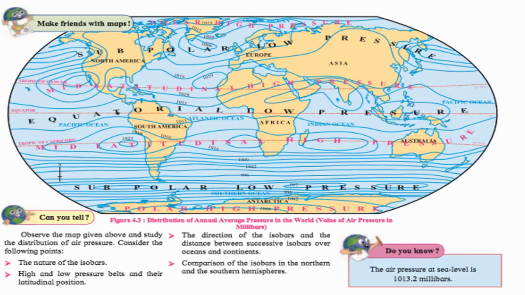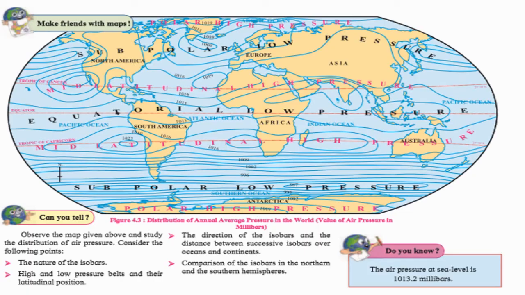So first is equatorial low pressure belt, and it is located on the equator. Then is subpolar low pressure belt, and it lies in the subpolar zone. Next is mid latitudinal high pressure belt, and it lies near equator, and polar high pressure belt, and it lies near the subpolar zone.